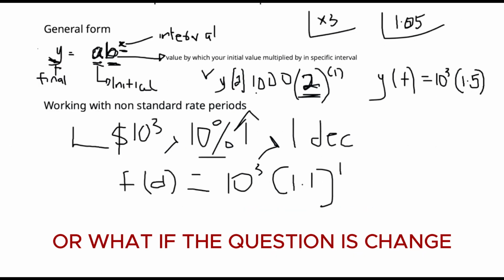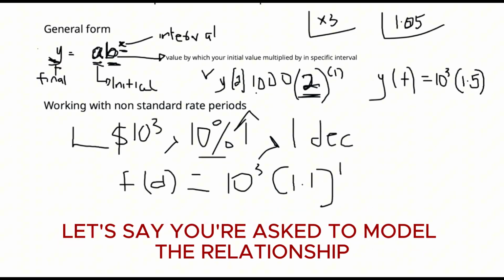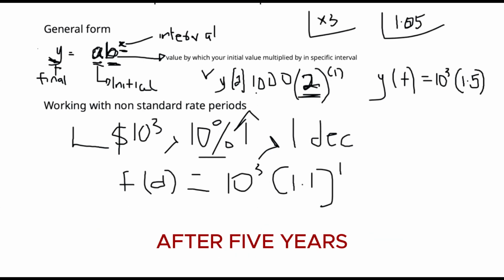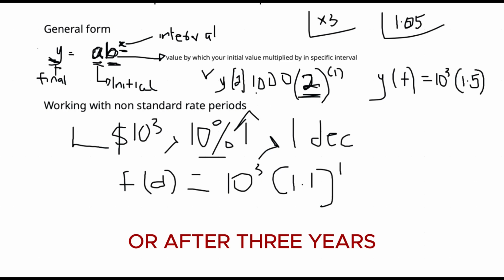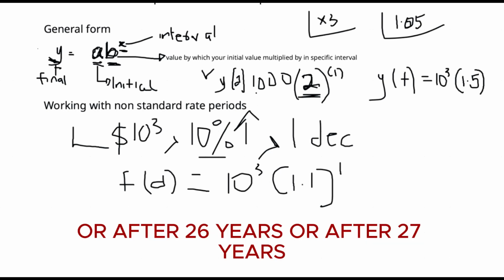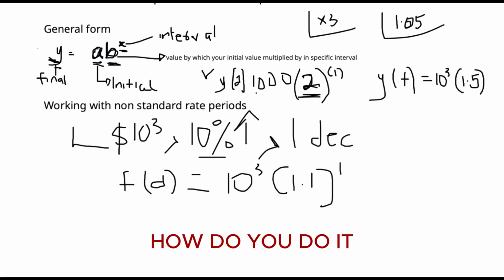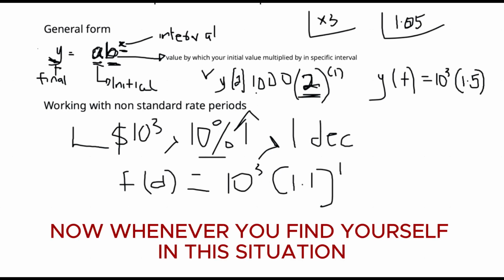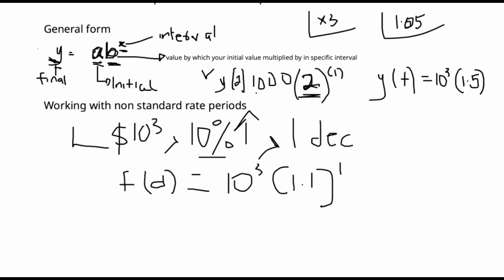But what if the question is changed? Let's say you're asked to model the relationship, or the final value of this commodity, after 5 years, or after 3 years, or after 26 years, or after 27 years. How do you do it? There's an easy way to navigate through that. Whenever you find yourself in this situation, it is very simple.